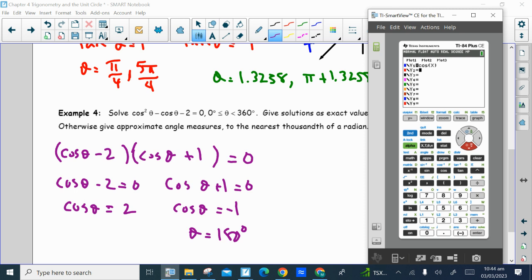If in y2 I do the sine of x, you're going to see that it's also a wave. It just doesn't start in the same spot. It has the same max and min value, though, as cosine. This graph also goes up to 1 and down to negative 1. It never gets up to 2 or down to negative 2.